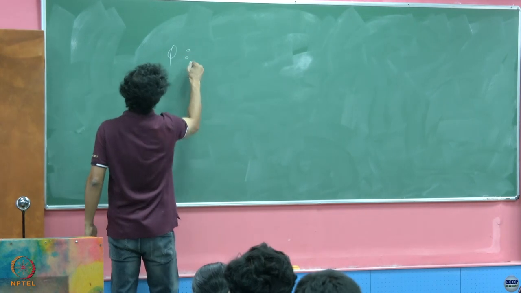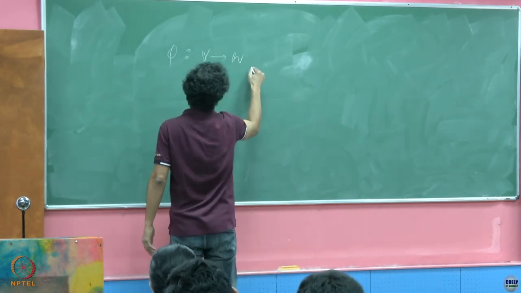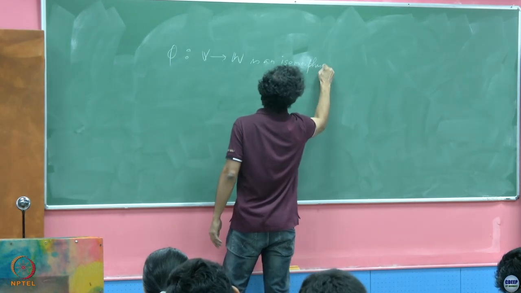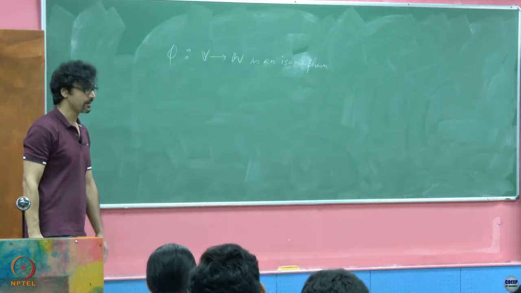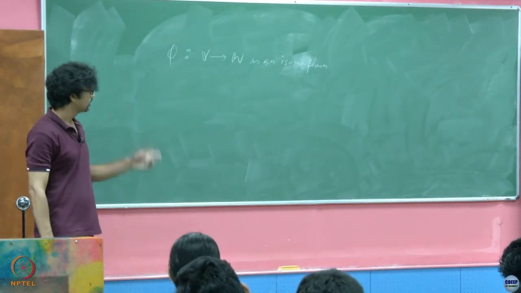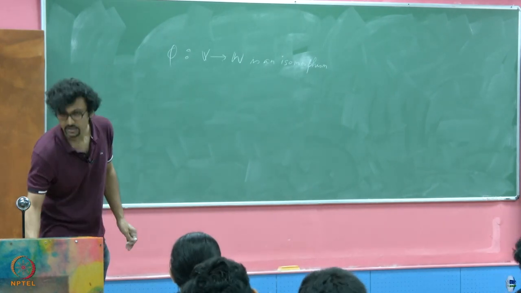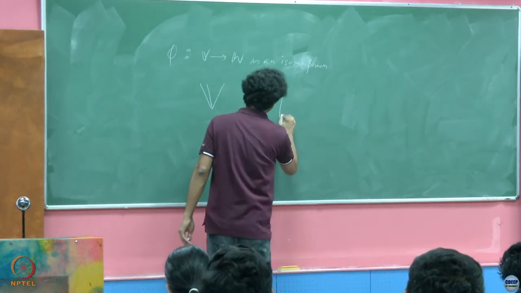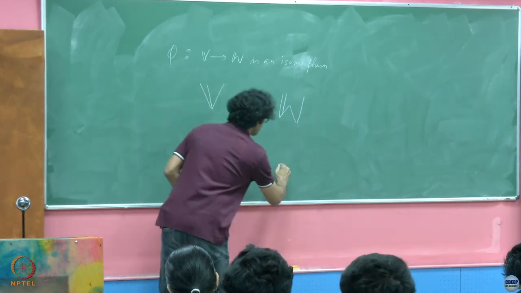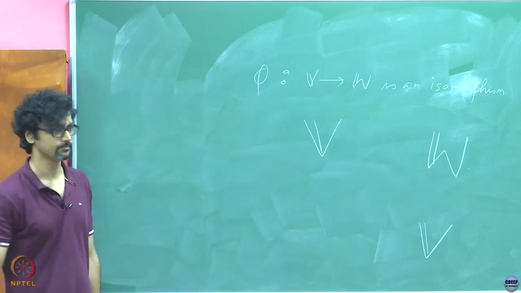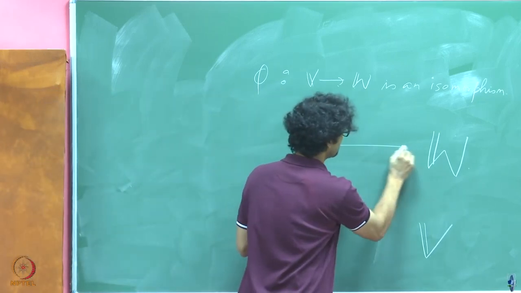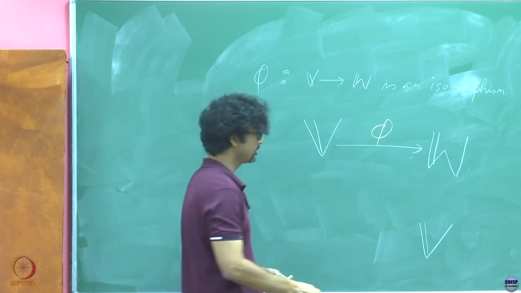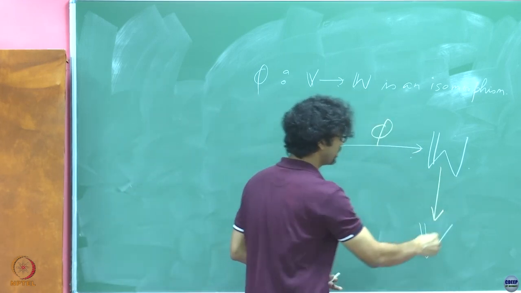Suppose phi, which is a mapping from V to W, is an isomorphism. First, we have to understand what we mean by this idea of an inverse. So I'll try and explain that by means of a diagram. So this is V, this is W, and this is V again. So suppose I go this way using phi, right? Then I go this way using psi.